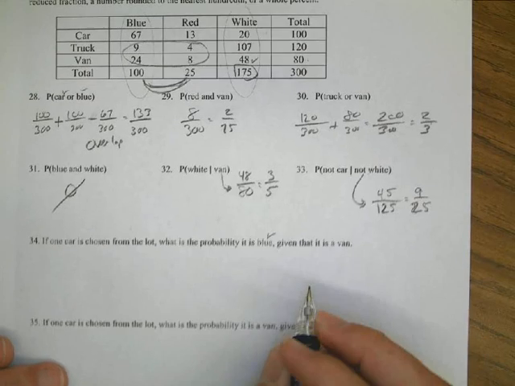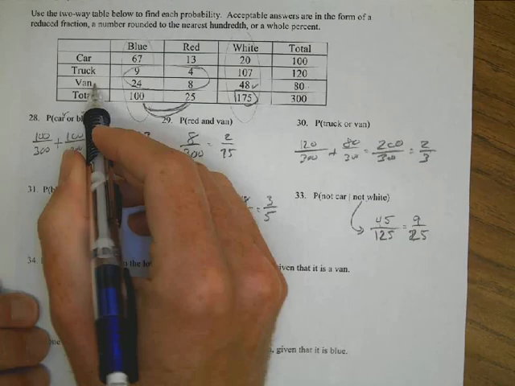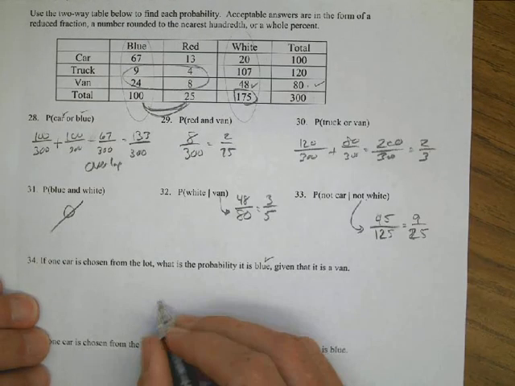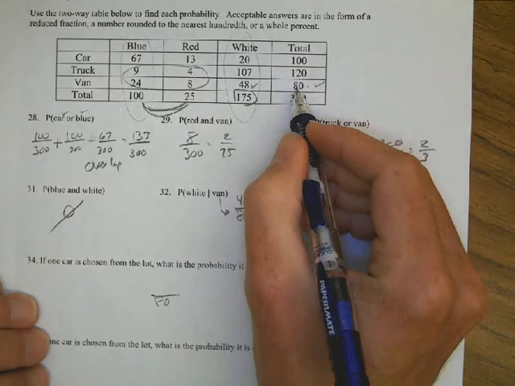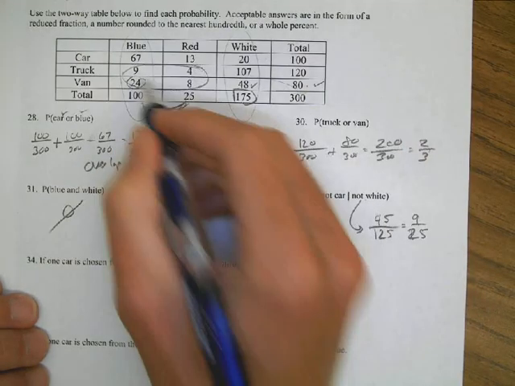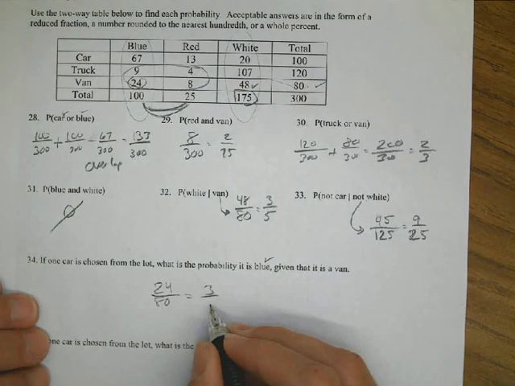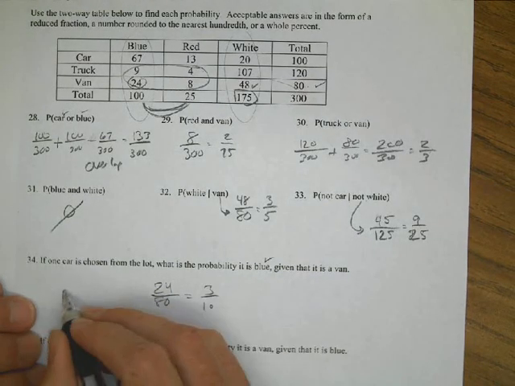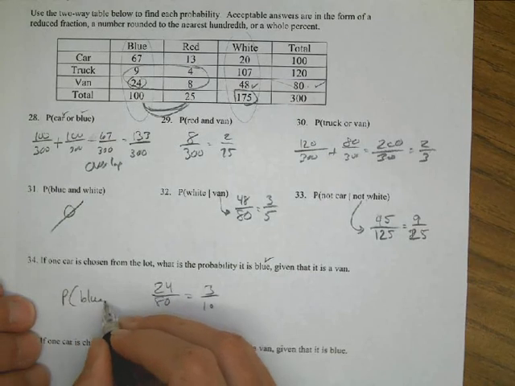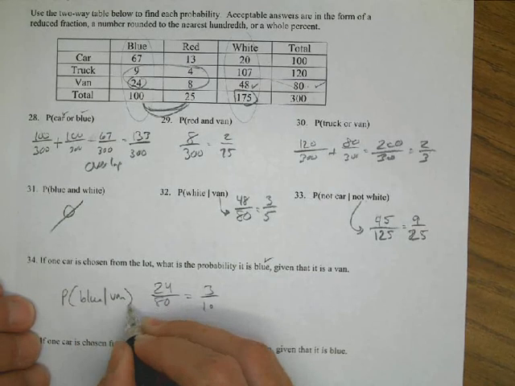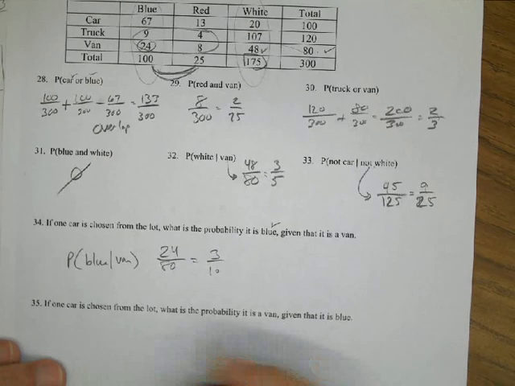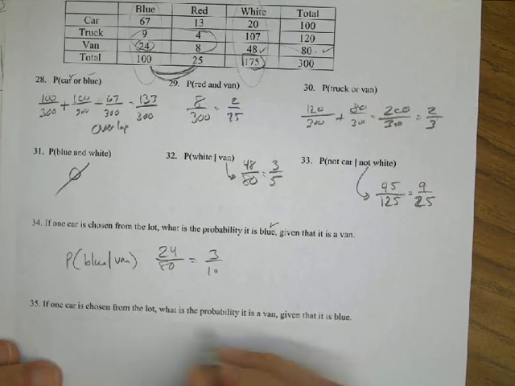If one car is chosen from the lot, what is the probability it is blue given that it is a van? Okay, so the given it's a van, that's our bottom number, 80. And given that, what's the chance it's blue, and look over here, it's 24 out of the 80. And that can reduce down to 3/10. You write that out as probability of blue given van.